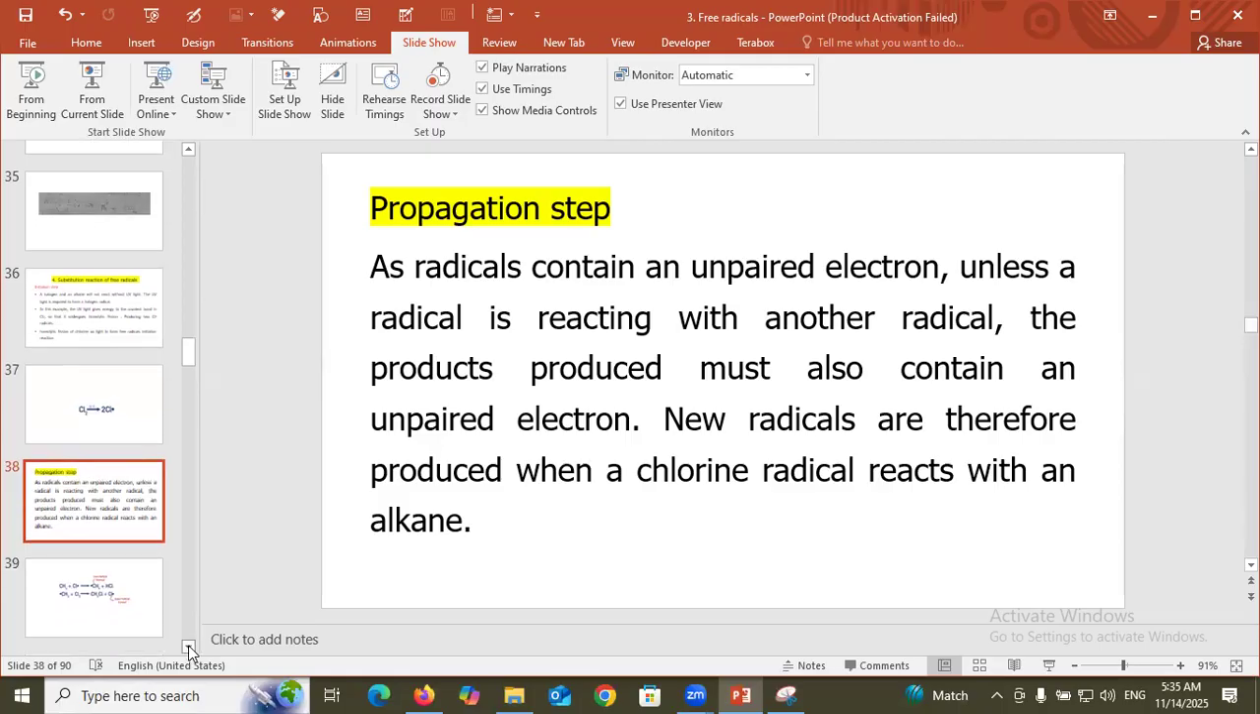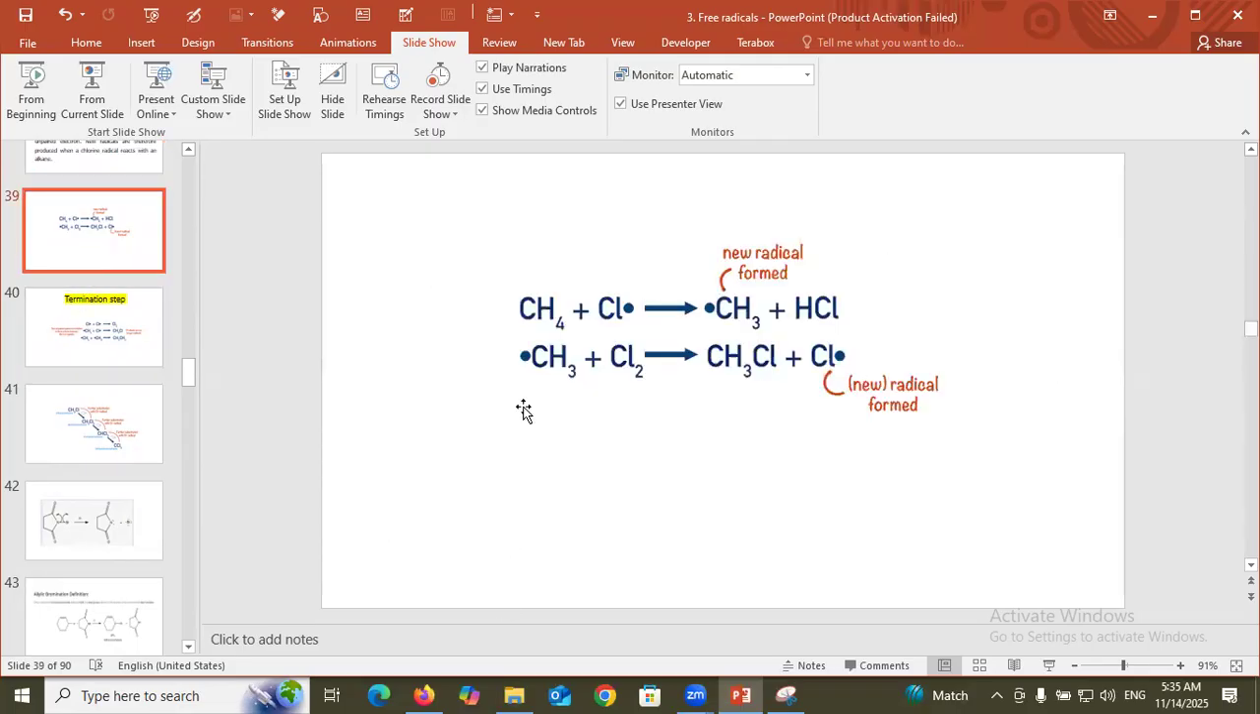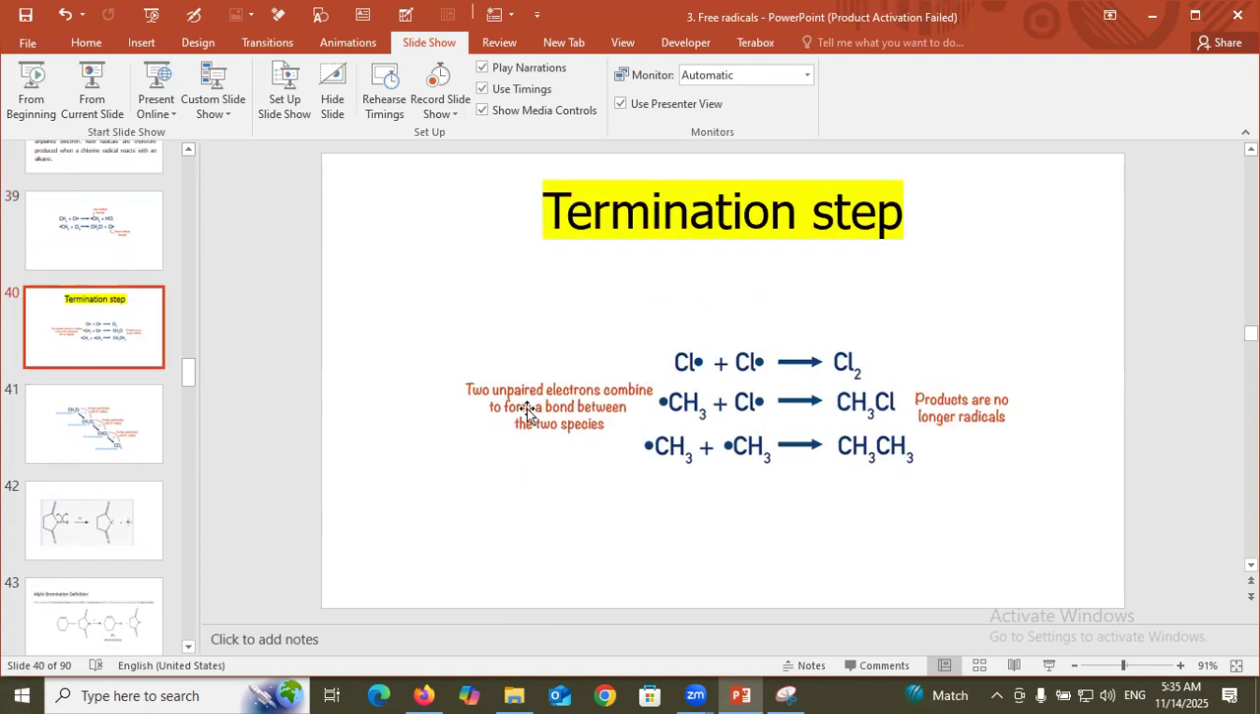Propagation. As radicals contain an unpaired electron, unless a radical is reacting with another radical, the products produced must also contain an unpaired electron. New radicals are therefore produced when a chlorine radical reacts with an alkane. This produces a new radical, this methyl free radical, and this chloride free radical. Termination: the two unpaired electrons combine to form a bond between the two species. Products are no longer radicals.